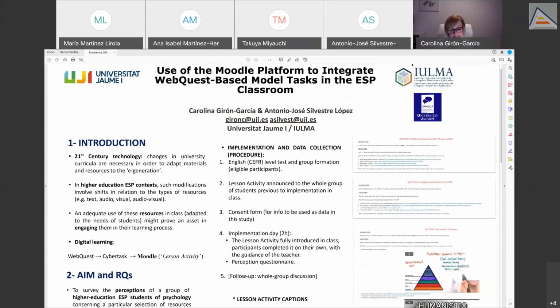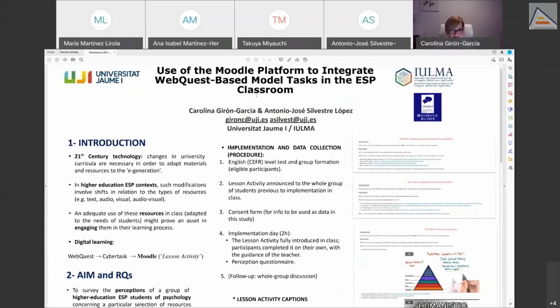So the novelty in this research is that there is no previous evidence of the cyber task adaptation into a Moodle platform. So this study presents the first adaptation of the cyber task model to Moodle through its integration into a lesson about psychological therapies, which was designed within an ESP subject for bachelor's degree students of psychology of a Spanish university.